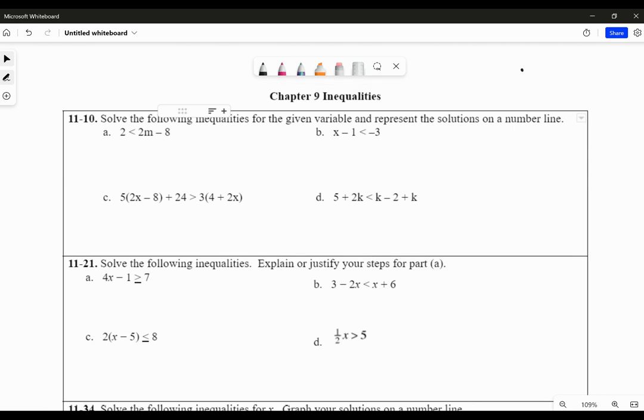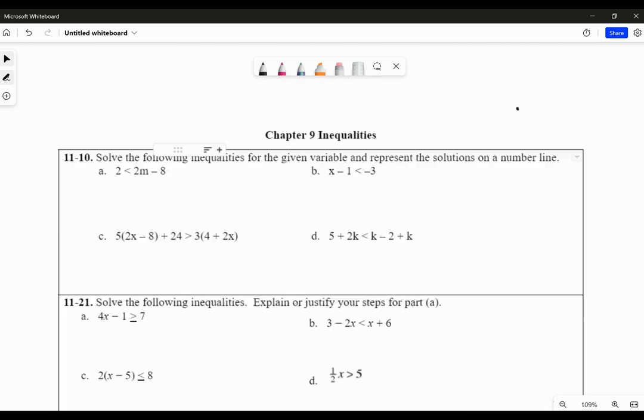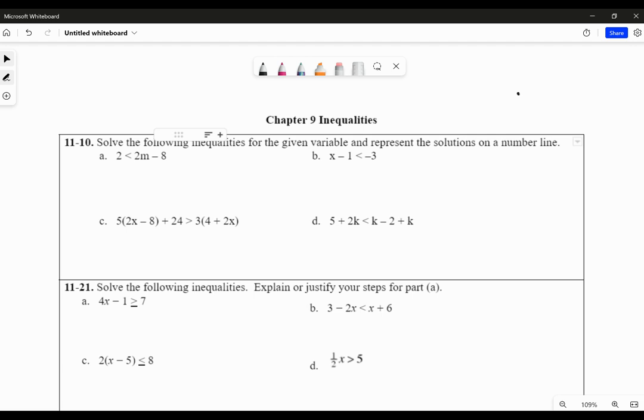We have the following questions. We are solving the following inequalities for a given variable and representing all the solutions on a number line. So here we go. For this one right here, I'm solving for m. So I'm going to start with a. I'm going to solve for m. I'm going to add 8 to both sides of my equation because I want m all by itself. I get 10 is less than 2m. And if I divide both sides by 2, I notice that 5 is less than m.